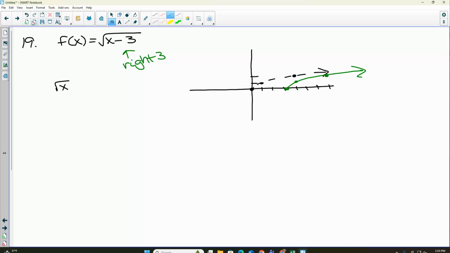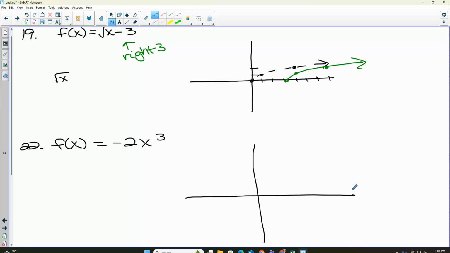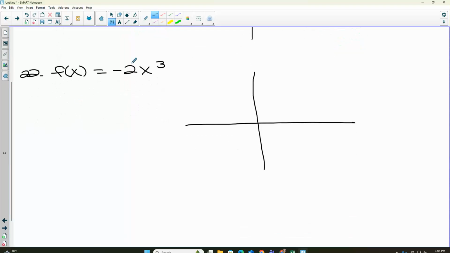Problem 22. All right, stretching and shrinking is harder. So one trick that we talked about with these is kind of like writing out your points. My parent function is x cubed. 0 cubed is 0. 1 cubed, 2 cubed.